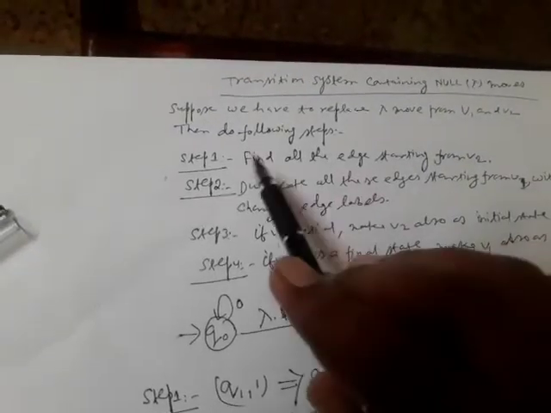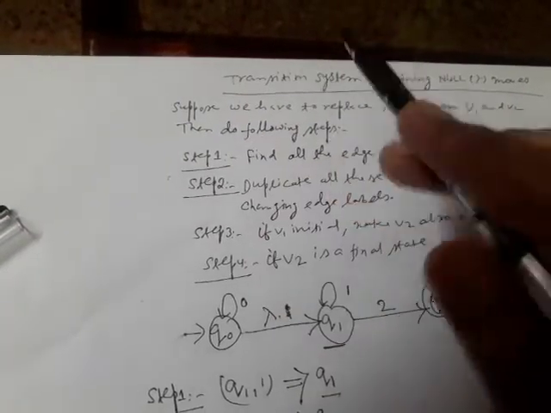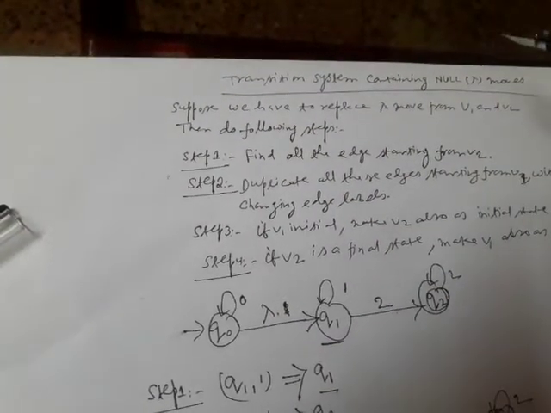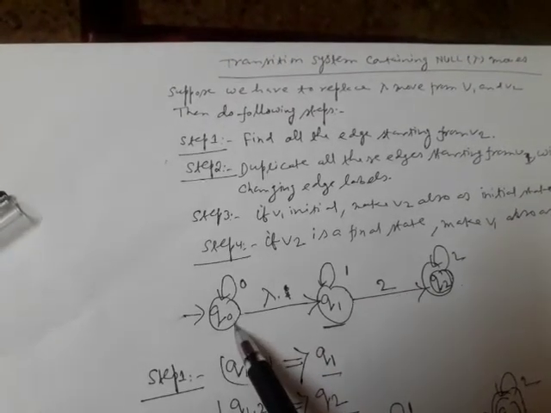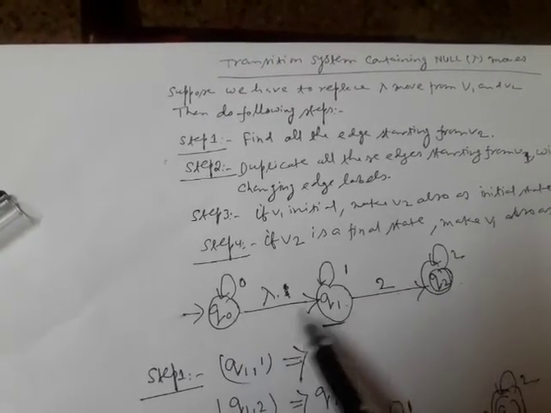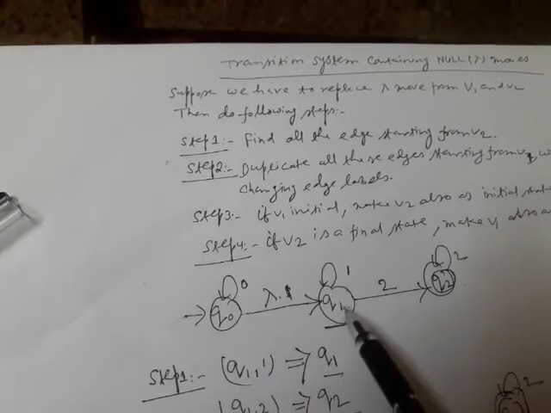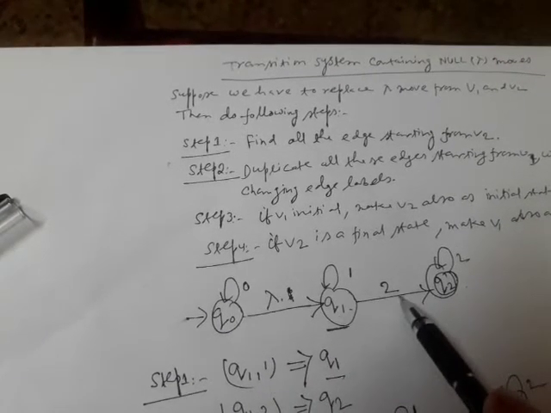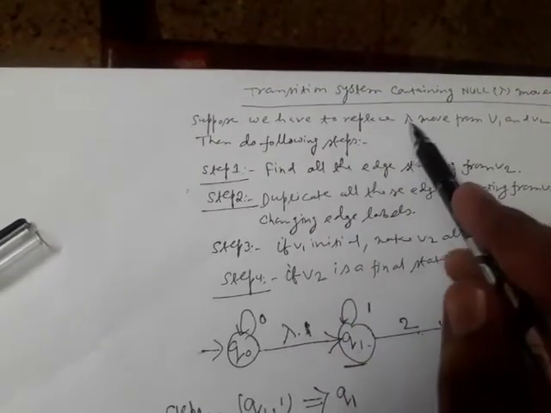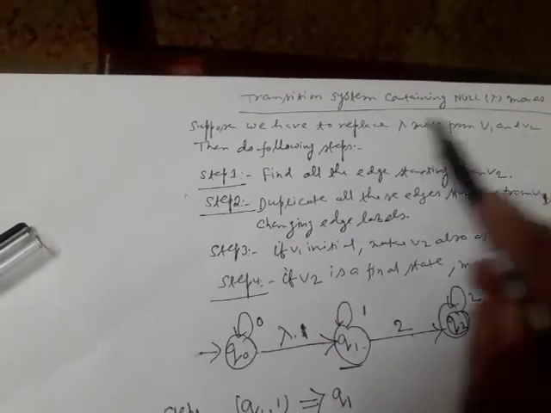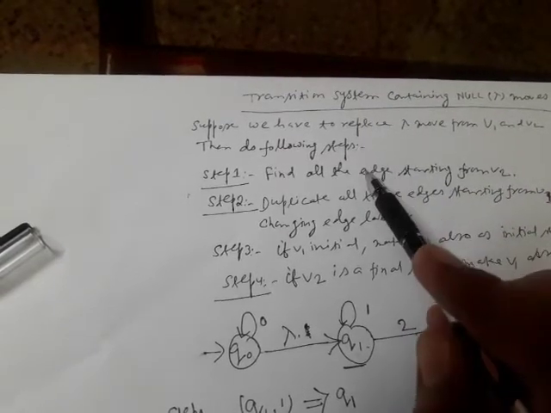Suppose we want to remove the null move. A null move always exists between two vertices. You can see in this figure that a null move exists between q0 and q1. There is no other null move. So here it is saying that suppose we have to replace the null move between v1 and v2, we have to do the following steps.